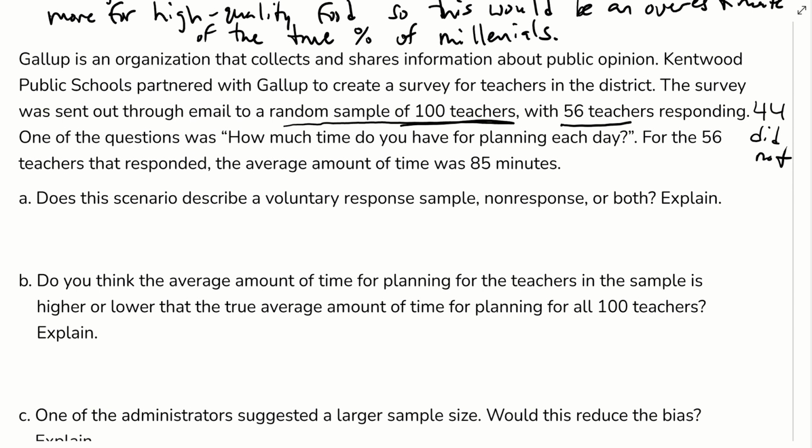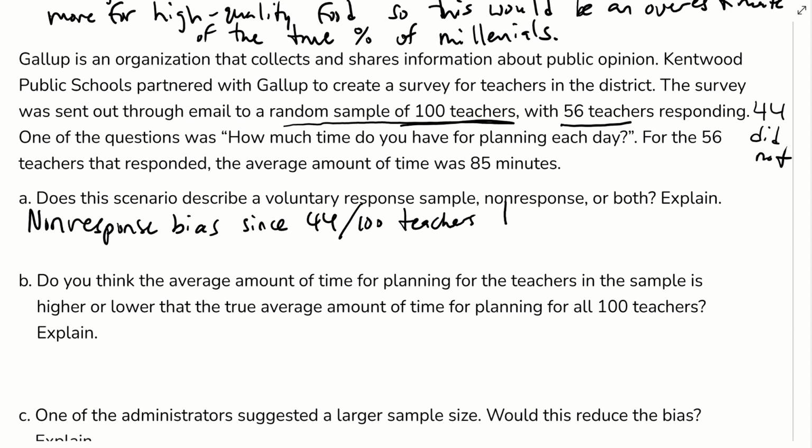So again, voluntary response is when it's open to the population. Then any person in the population of interest can respond. Here, you're specifically selecting 100 teachers, right? And so you're sending an email only to those 100 teachers. Now, could they respond or could they not respond? Yes, right? And there's the non-response bias that we're talking about. So you got non-response bias, since 44 out of 100 teachers didn't respond.